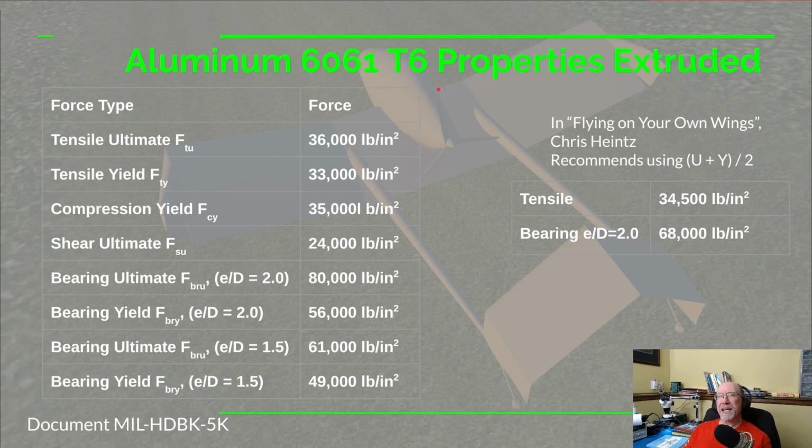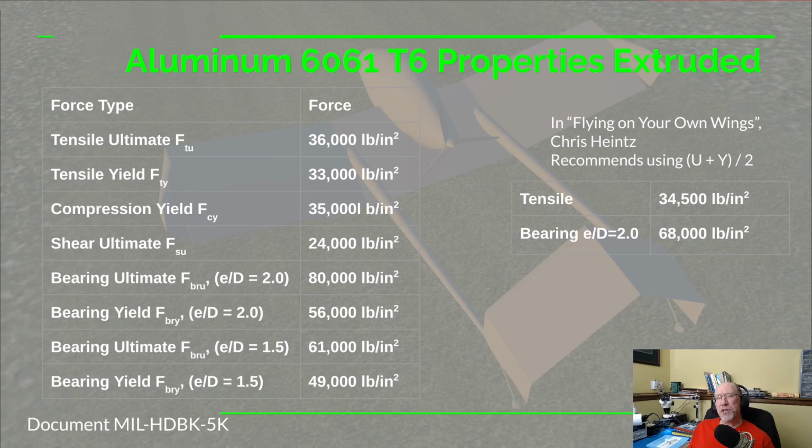And it's a little harder to get a variety of shapes and dimensions in the 2024 T4 alloy. So right now, let's start with 6061. If we're not happy with it, we might go ahead and take a look at 2024 T4. So here are the various forces that this 6061 T6 alloy can have. So it's got an ultimate strength and a yield strength.